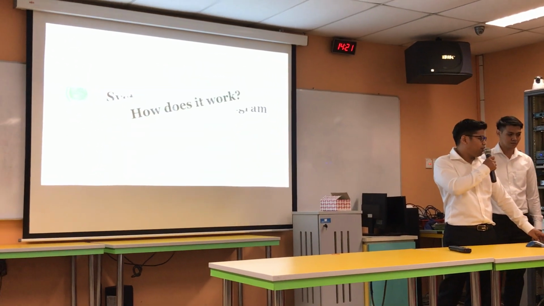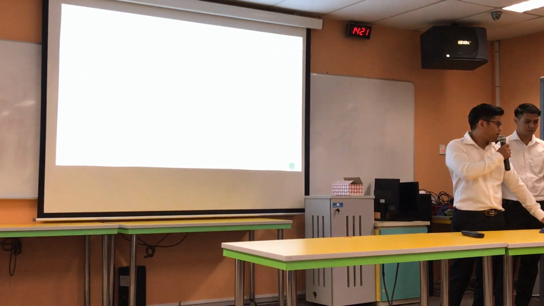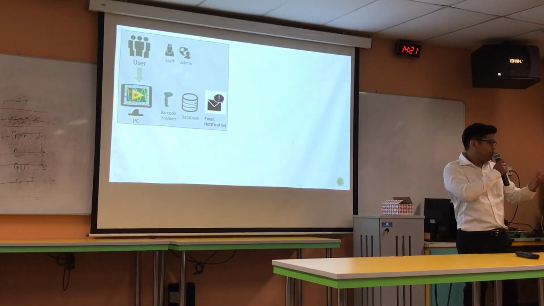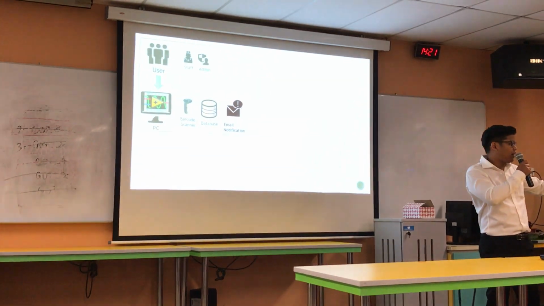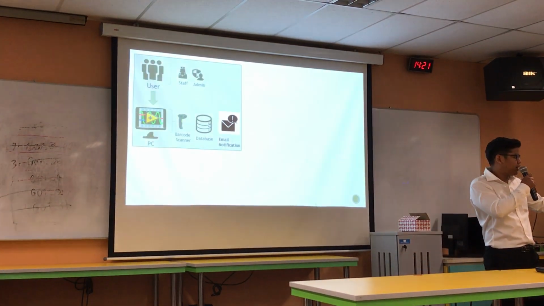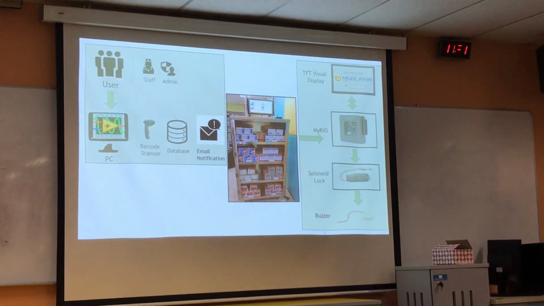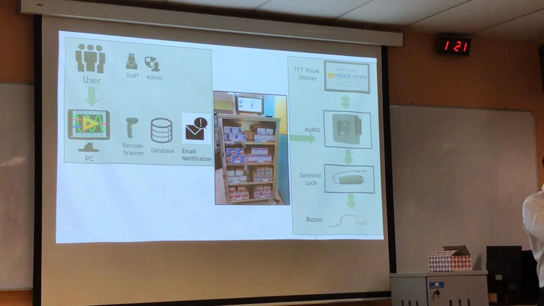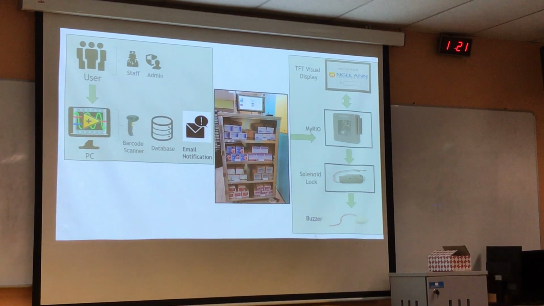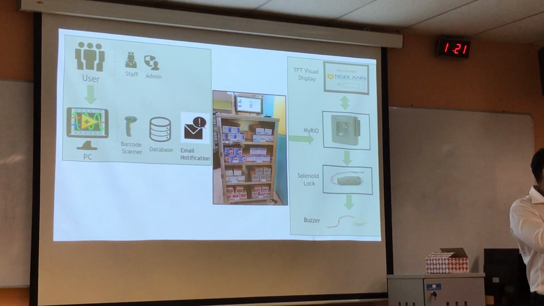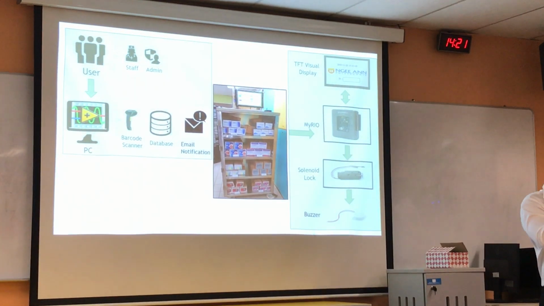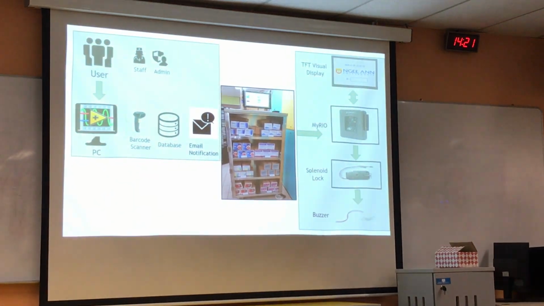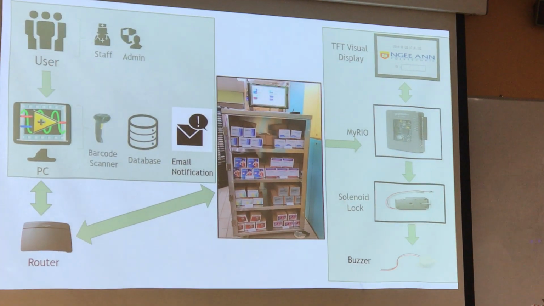So the system overview diagram, how does it work? There's a host PC. The host PC contains the user with the staff and the admin, the barcode scanner, database and the email notifications, and also the cabinet, the dispenser. The dispenser will consist of the TFT display, Mario, which is running standalone, Solana lock, and the buzzer. This cabinet is portable as it can move around freely, and both of them will be connecting through the router wirelessly.